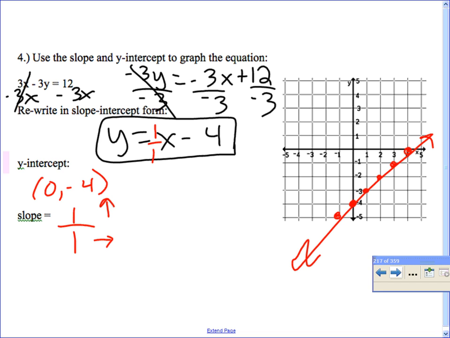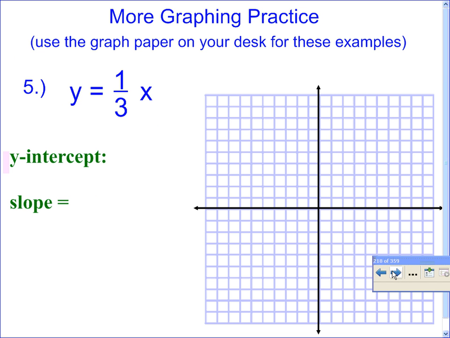Keep your notes where they are. I want to give you guys a piece of graph paper to do a couple extra problems that are not in your notes. So keep your notes out. You can put your name at the top of this if you want, and then eventually if you want to 3-hole punch this and put it in your binder with your notes, you can. Okay, so I want you to write down number 5 on the top left graph that you have. And I want you to write down y equals 1/3 x.